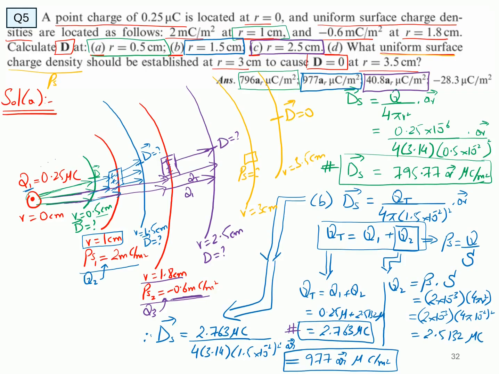Now this is an interesting problem. I need to find the rho of s that causes the electric flux at r is equal to 3.5 to become equal to 0.